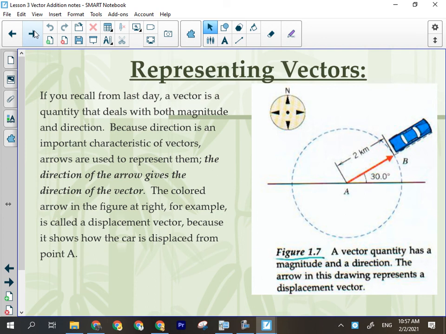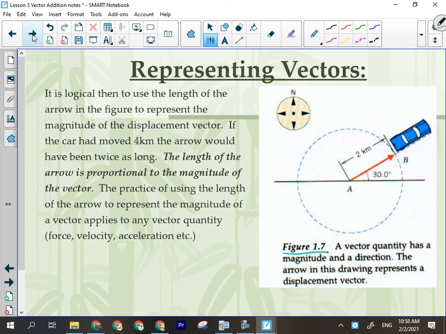And then obviously, since we're drawing an arrow, we want it to point in the direction that vector is supposed to be going. That's basically the whole reason we use an arrow, so that it points in the direction of the given vector. So the direction of the arrow gives the direction of the vector, and then the length of it. If this is a 2-kilometer vector, a 1-kilometer vector would be only that one. That's pretty straightforward. All vectors are drawn using that convention. So it's logical to use the length of the arrow to represent the magnitude of the vector. Length of the arrow is proportional to the magnitude.